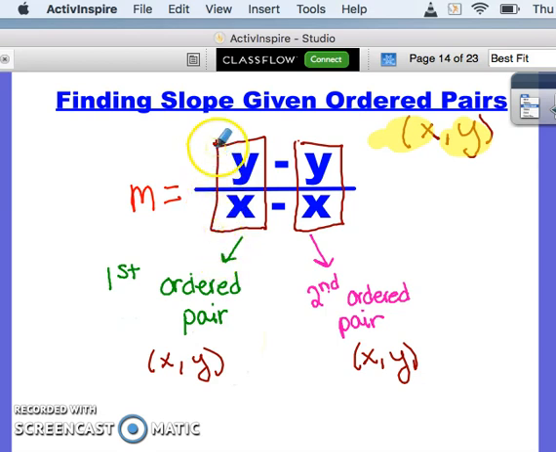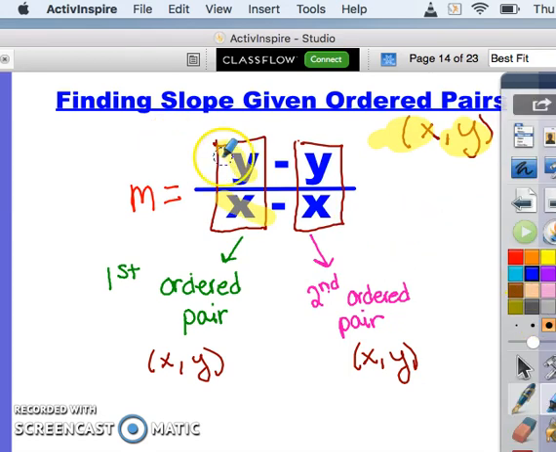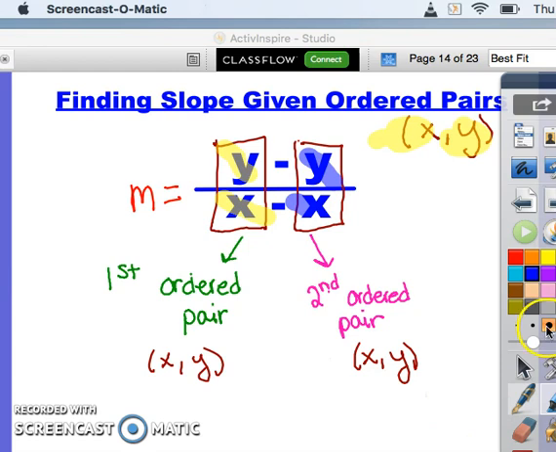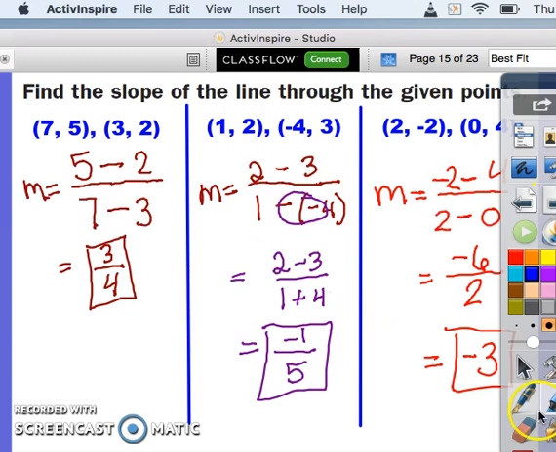This one right here is going to be your first ordered pair. So this has to be the same ordered pair. That's one of the biggest mistakes that kids will make. They will put a y from one ordered pair up here, and then go down here and put the x from that same point. It has to be the same ordered pair right on top of each other. So this is an ordered pair, and this is going to be the second ordered pair, x, y. So let's do some.